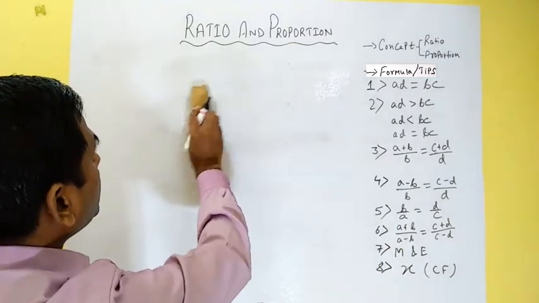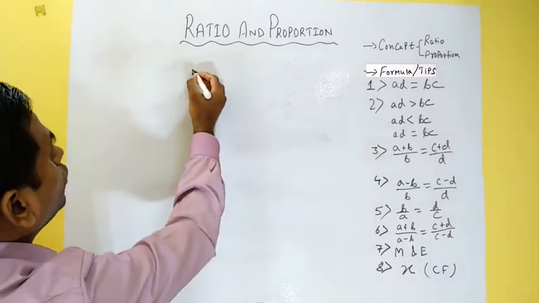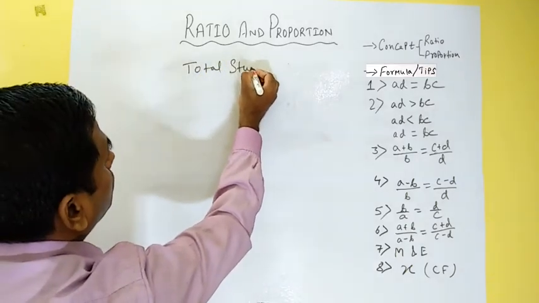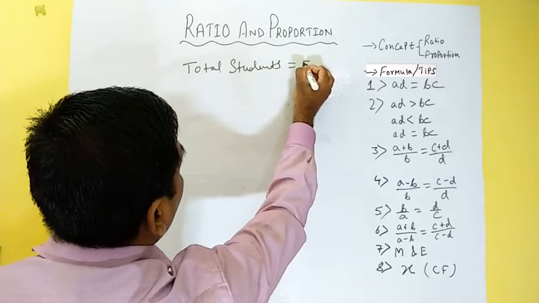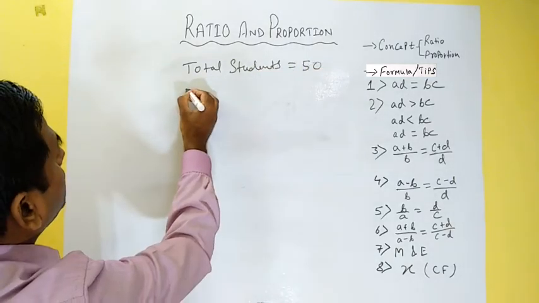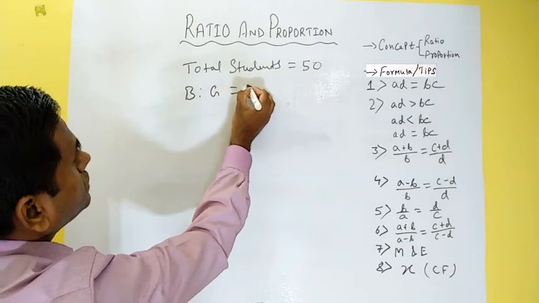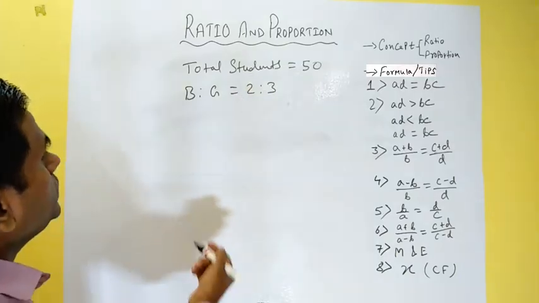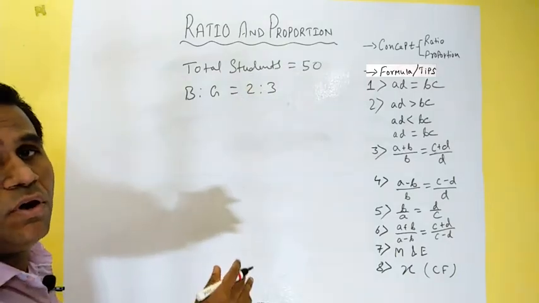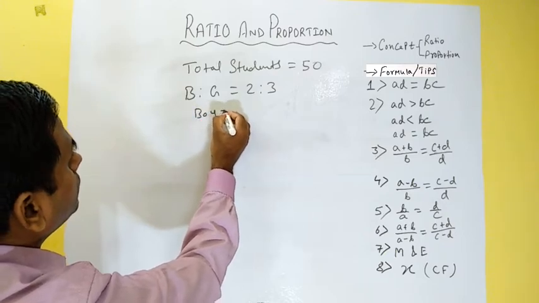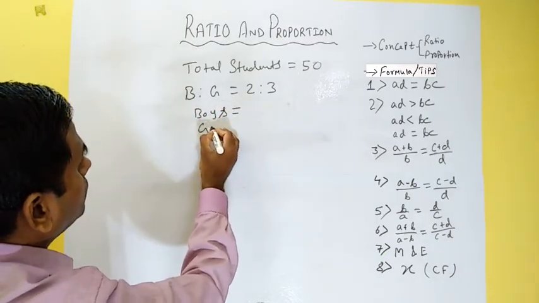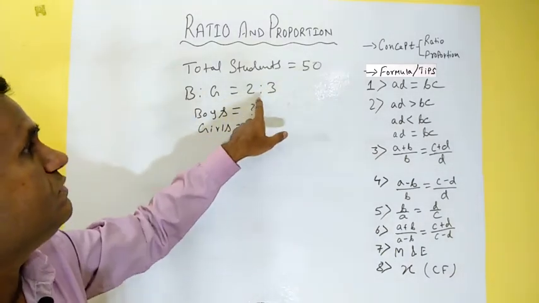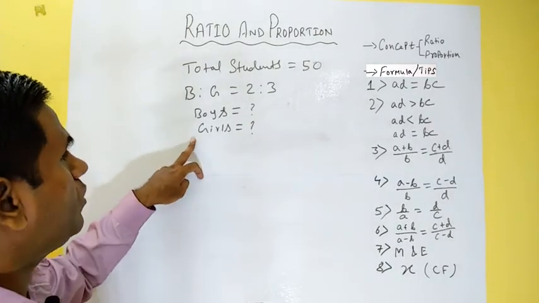Suppose in a class the total number of students is equal to 50, and the ratio of boys to girls is 2:3. The question can come: find the number of boys and the number of girls. So the total number of students is given and the ratio is also given. You have to find the number of boys and girls.